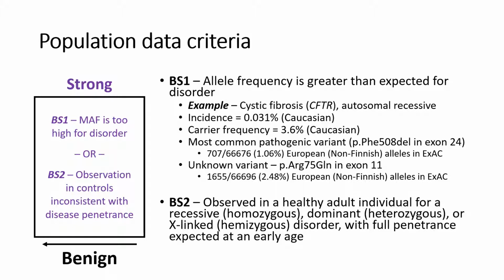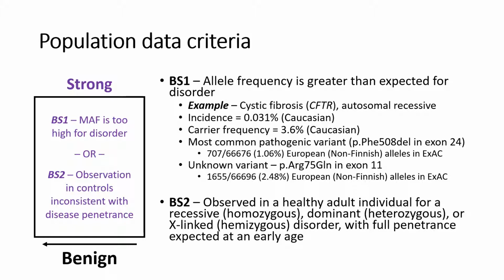Additionally, if a disease under investigation is fully penetrant at an early age and the variant is observed in a well-documented healthy adult individual as homozygous for a recessive condition, heterozygous for a dominant condition, or as hemizygous for an X-linked condition, then this is also considered strong evidence for a benign interpretation, or criterion BS2. An example of this would be finding a novel homozygous variant in PAH, the gene for phenylalanine hydroxylase deficiency, or PKU, in an adult with a normal diet who does not exhibit any of the clinical features and has normal enzyme activity. If the variant was pathogenic, some phenotype is expected.